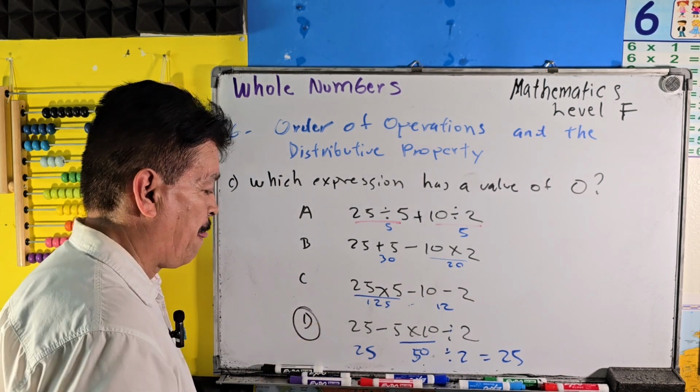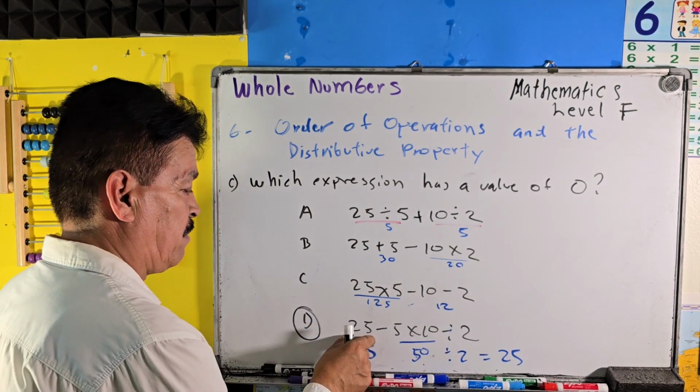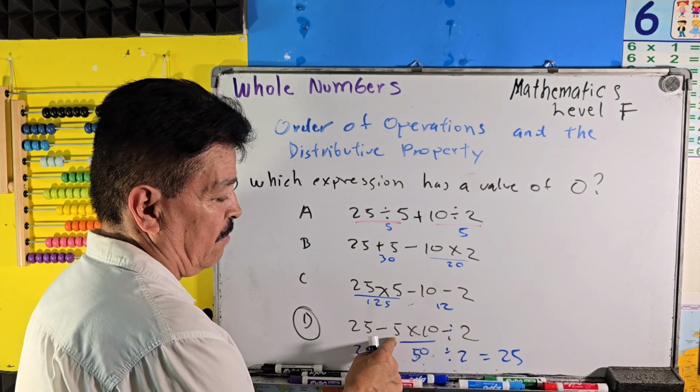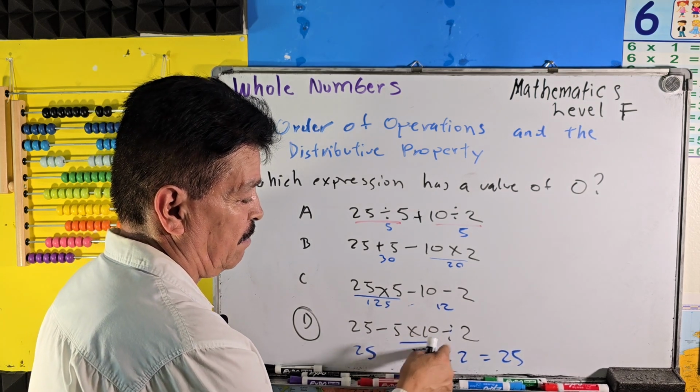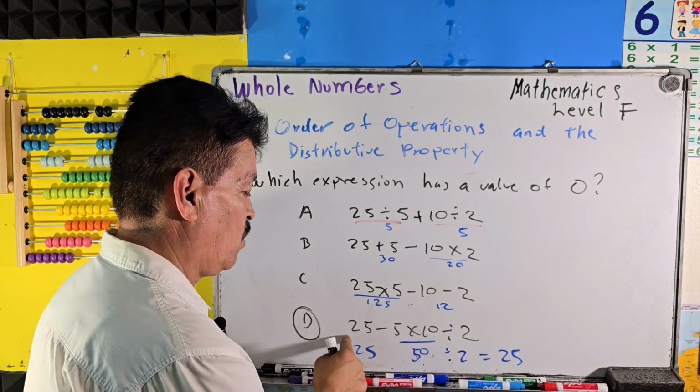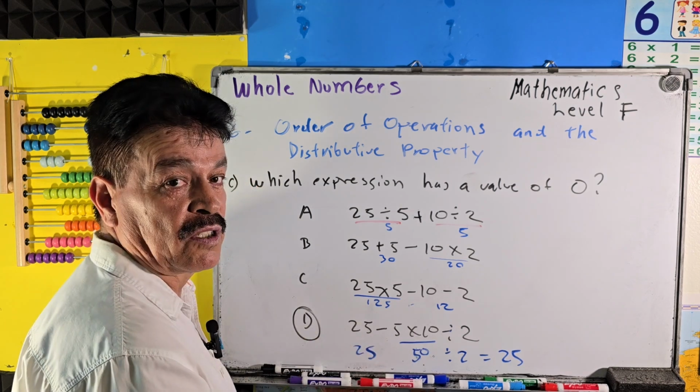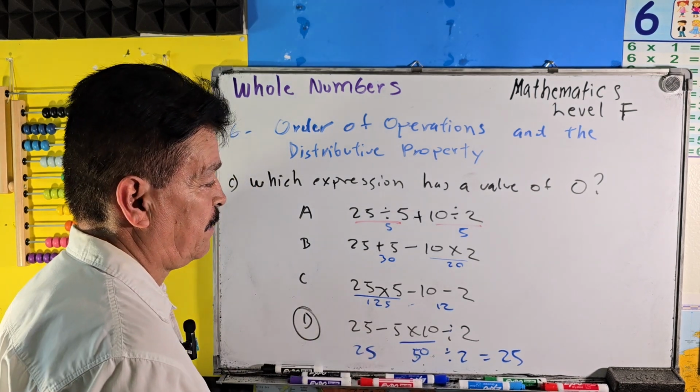This one. Why? Because we have 25 right here, but we have to solve the multiplication first. 5 times 10 is 50. Divided by 2 is 25. 25 minus 25 is equal to 0. So the last one is the right answer.